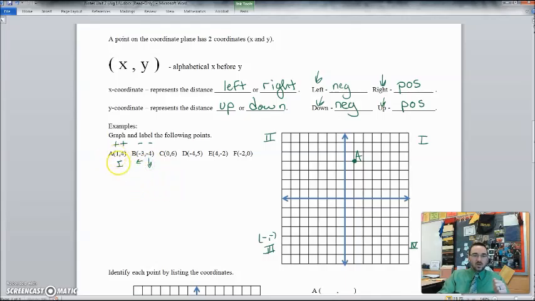This first one, I was going right and then up. So it's always left and right first, and then up and down second. So we're going to go left 3: 1, 2, 3. These are in the negative direction. Then we're going to go down 4: 1, 2, 3, 4. Boom. Right there. This is our B point.